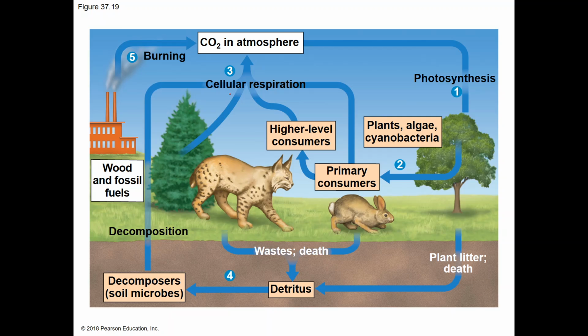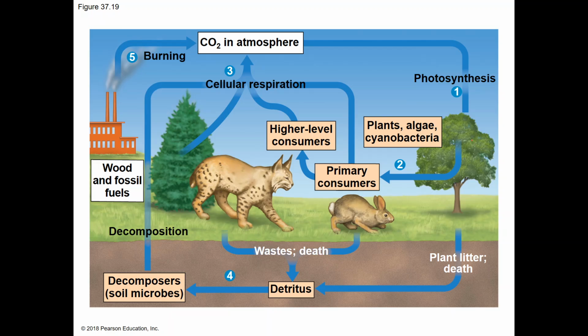So how is carbon cycled? Again, it really is dependent upon photosynthesis and cellular respiration. And this is kind of the basics of the carbon cycle. So starting here with number one, photosynthesis removes carbon dioxide from the atmosphere. We have CO2 from the atmosphere being incorporated through photosynthesis into organic molecules. So it's being incorporated into molecules that make up this tree.